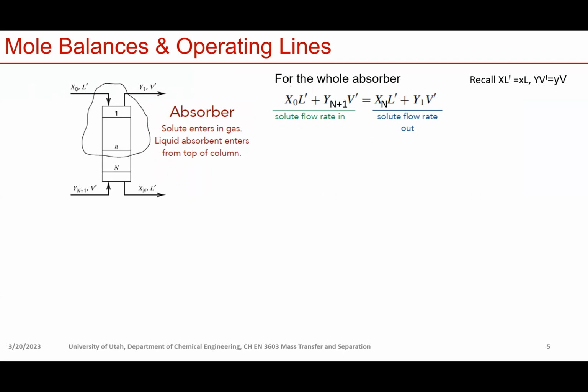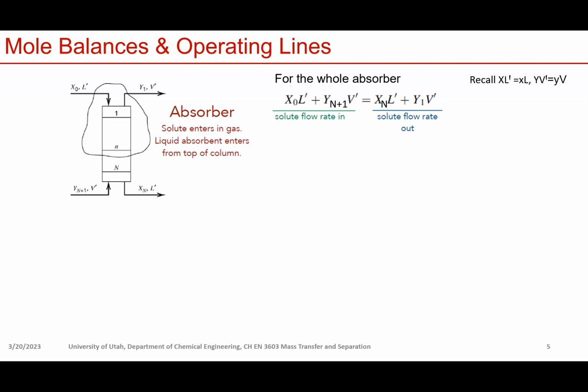We have two streams coming in: the liquid absorbent coming from the top, and the vapor gas feed coming from the bottom, right? Both of them are carrying a certain amount of solute, with compositions X0 and Y n plus 1, right? And then we have two streams leaving the tower, right?